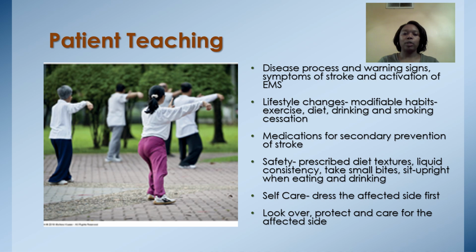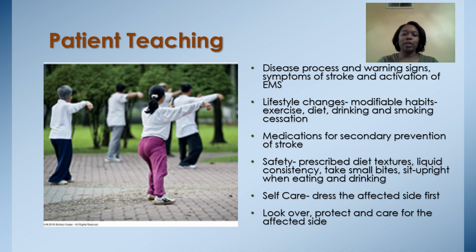Safety. So we want to make sure that our patients are compliant with their diet texture. That is very important, because it could be a choking hazard, as well as the consistency of the liquid that they're drinking. The patients must take small bites when they're consuming their meal, as well as sit upright when eating and drinking. These are all important because the muscles associated with swallowing may be impaired due to the CVA.